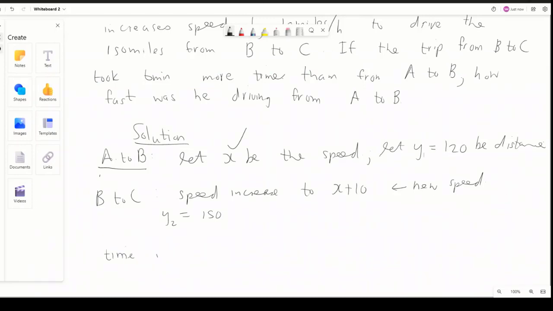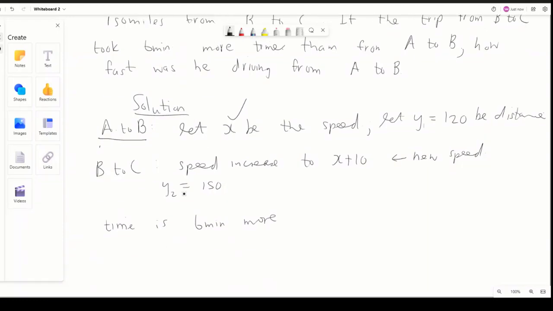Time is 6 minutes more, right? Then from A to B, how fast was he driving from A to B? Can you see that? So the time is more. Let the time between A and B be T. T is the time taken. Time is 6 minutes more. So the time from B to C is T plus 6.